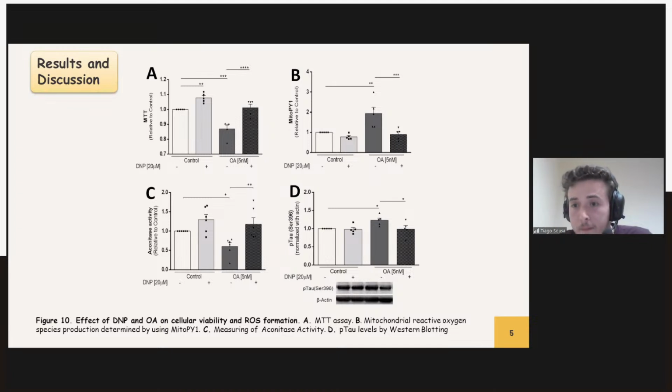The tau hyperphosphorylation in D: you can see that oxalic acid, as a promoter of tau pathology, in the presence of DNP was able to revert this hyperphosphorylation. Slide.